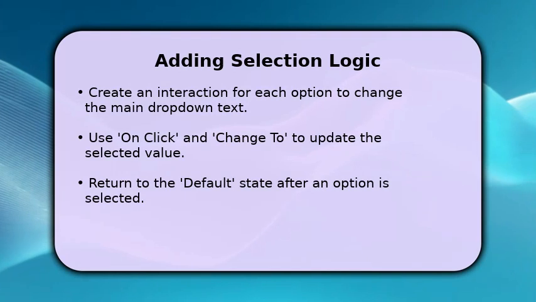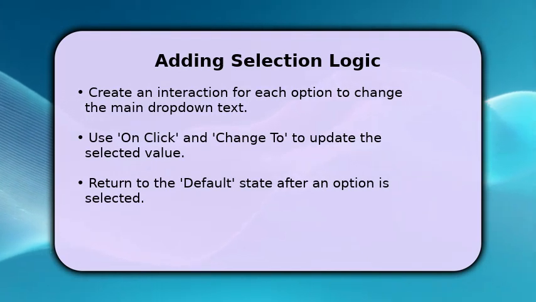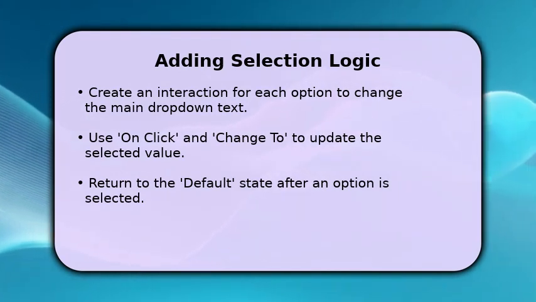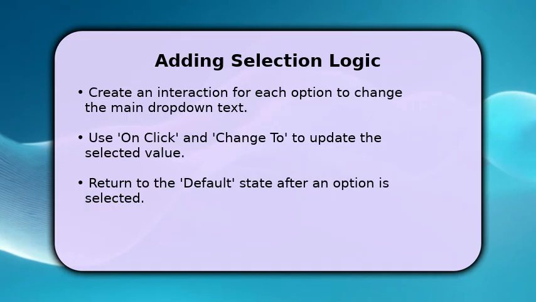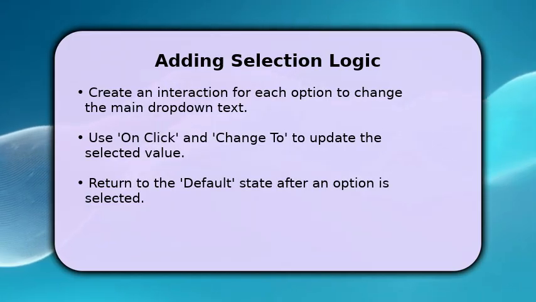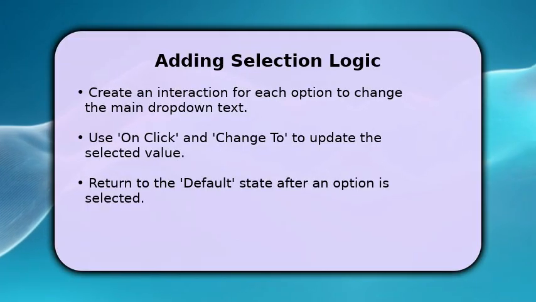To complete our drop-down, let's add the selection logic. For each individual option within your open state, create an on-click interaction. This interaction should change the text layer of your main drop-down component to reflect the selected option's text. After selection, the drop-down should return to its default state, showing only the newly chosen value.